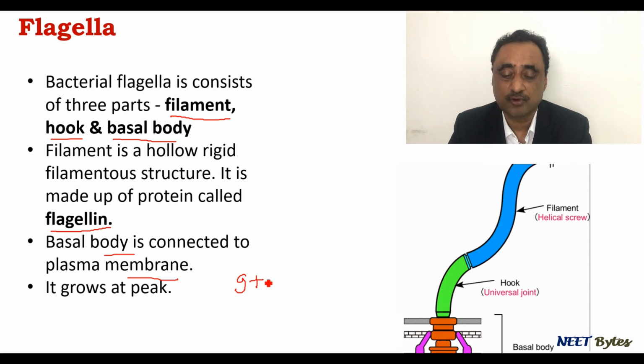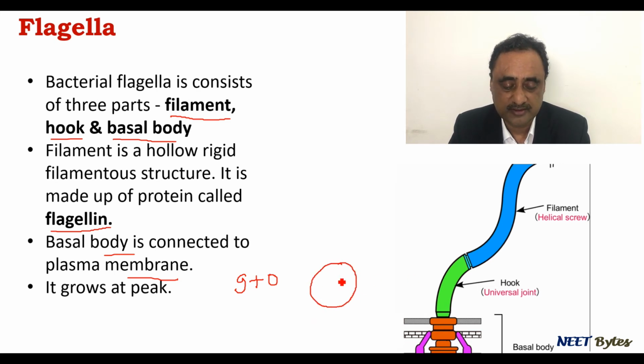And what is 9+0? If I draw a cross section of this flagella like this, then what we will get? We will get a 9 duplet structure like this, okay? And there is no central structure. That's why we are calling them 9+0 structure. Mind it, in case of eukaryotic flagella, they have a 9+2 structure. So that is going to form in case of eukaryote.